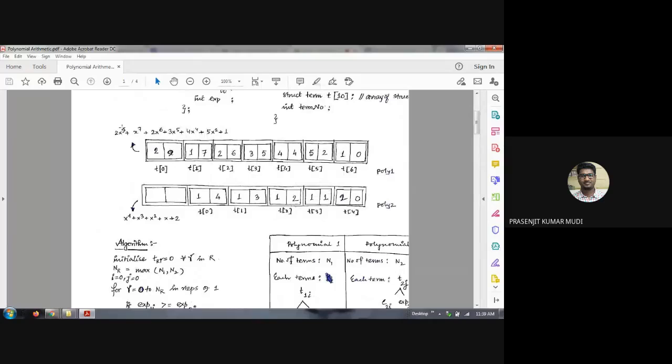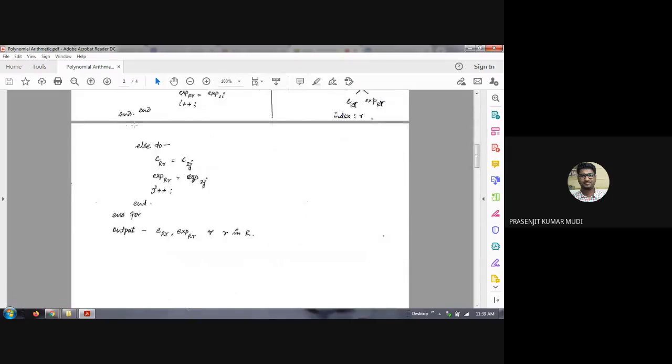Ideally, you should consider the maximum degree present. In the first polynomial the maximum degree is 9. So consider the maximum number of terms possible. Suppose you are given a polynomial, forget about this one. I am giving you a polynomial of degree 9. You answer me how many terms are present in the polynomial.